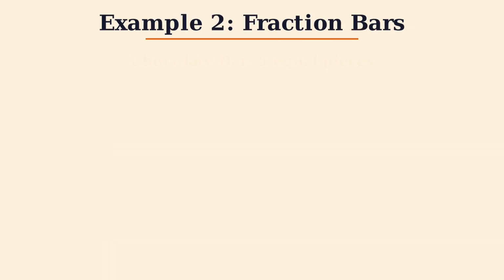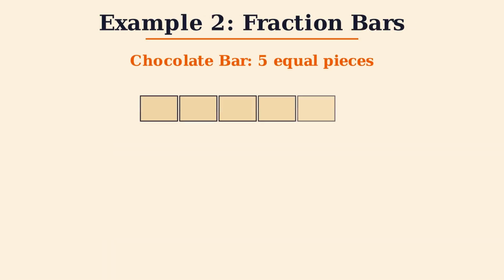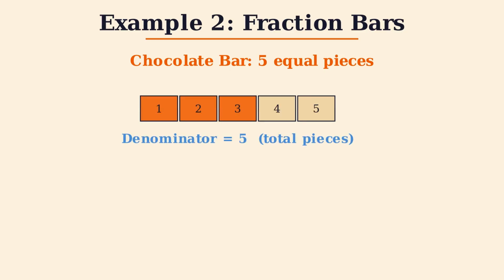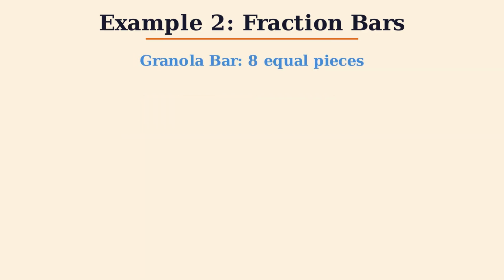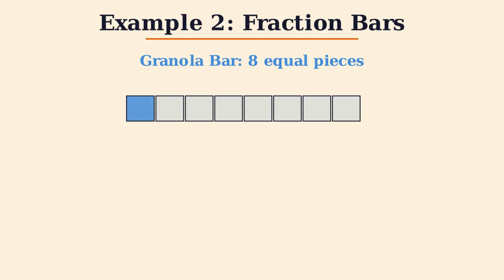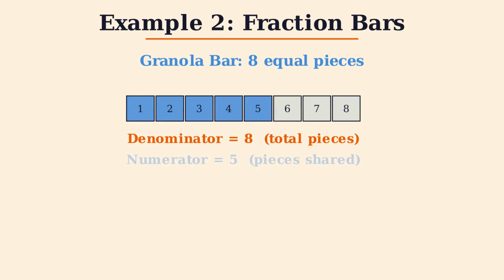Now let's use fraction bars. These are like chocolate bars you can break into equal pieces. Imagine a chocolate bar with 5 equal pieces. You eat 3 of them. The denominator is 5 because there are 5 total pieces. The numerator is 3 because you ate 3. So you ate 3/5 of the bar. Watch the bar light up to show exactly which pieces you ate.